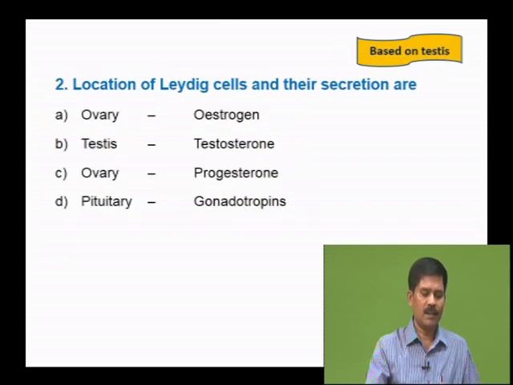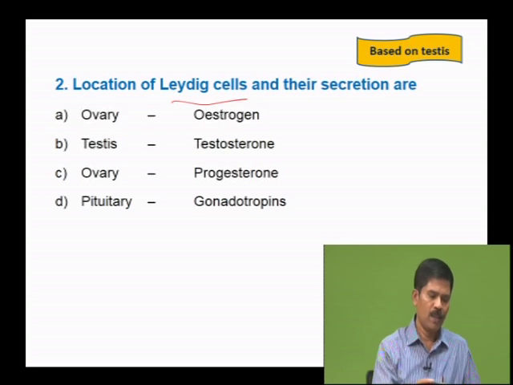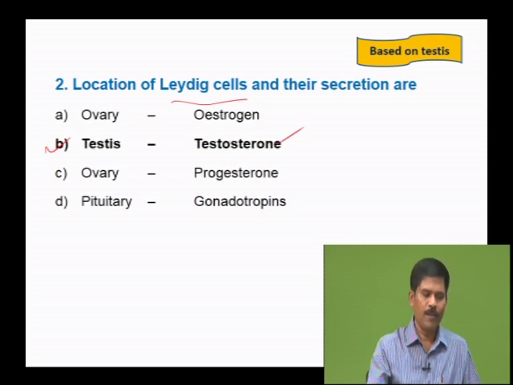Location of Leydig cells and their secretions are. It's a direct question. It's a concept based question. It is based on the testis. Leydig cells are interstitial cells present in between the seminiferous tubules. So they are found in the testis. They are meant for secretion of a male sex hormone called testosterone. So therefore the right option is B.